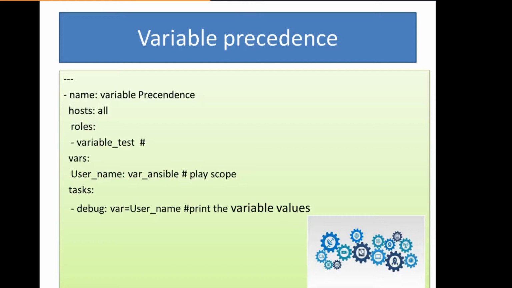So let's see some practical examples so we'll understand very clearly. I have a small playbook which calls a role, and I assign a play level variable. This playbook is going to print the variable username. So let's go and execute this playbook and see what happens.